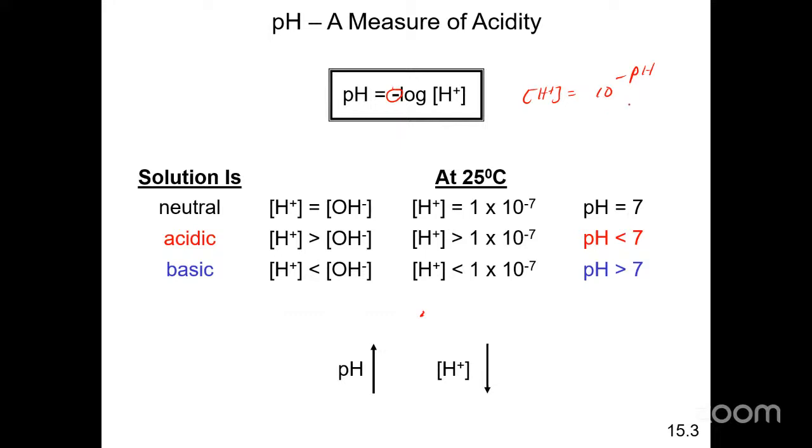So this is used if you're given a pH and you need to find the concentration of H plus. So these are two different ways of saying the same thing, right? This is used to calculate the pH directly from the concentration of H plus. This is used to calculate the concentration of H plus directly from the pH, all right?